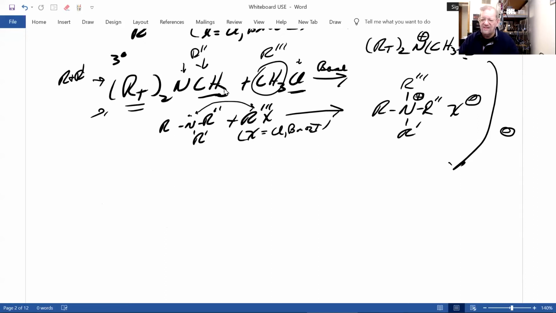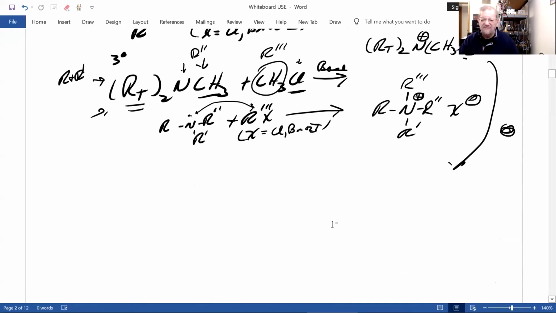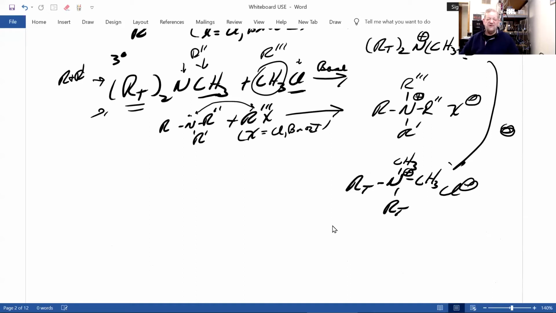Another way of writing this would be, that's weird, stay up there. Two sides have R sub T, two sides have methyl. And why this is near and dear to me is the fact that this compound, dimethyl ammonium chloride, till about 10, 12 years ago, was the only molecule used as a fabric softener, like in Downy and Snuggle.